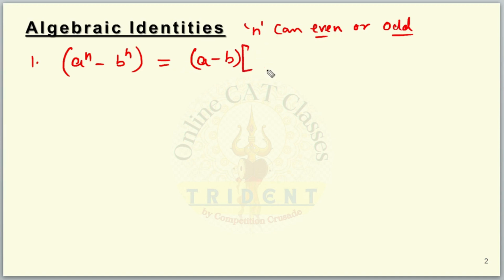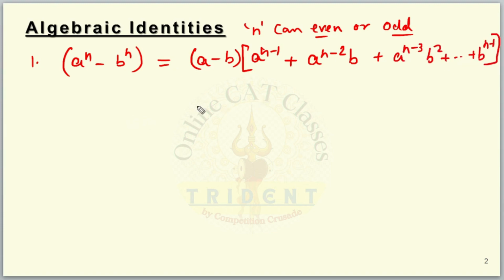But the factorization of this thing is going to be a^(n-1) + a^(n-2)b + a^(n-3)b^2, and so on, till b^(n-1). That's it. This is an interesting concept that one needs to remember. This is important for your number system also. This is helpful in remainders.